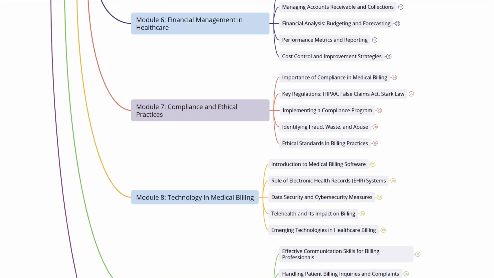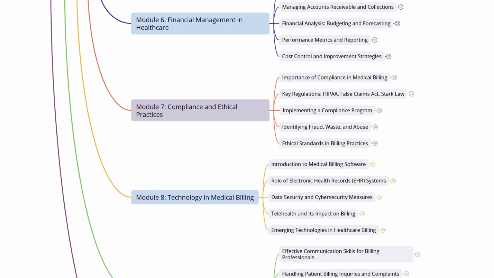Next, Modules 7 and 8: compliance, ethics, and technology in medical billing and revenue cycle management. These pivotal modules of the course focus on compliance, ethical practices, and technology. As the healthcare industry becomes increasingly complex, understanding legal standards, ethical responsibilities, and technological advancements is essential for ensuring accurate, lawful, and secure billing operations.